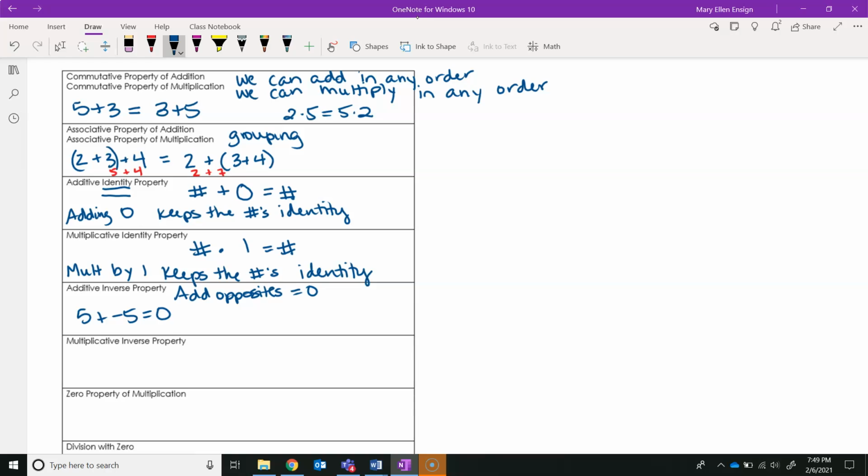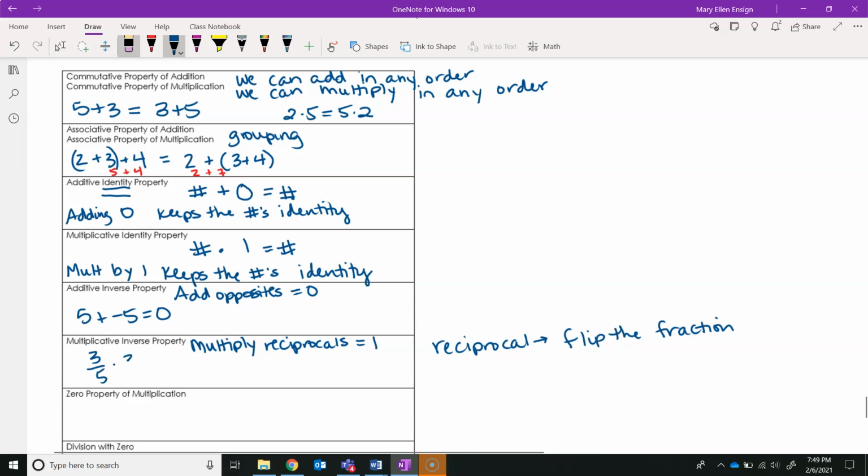Multiplicative inverse property means if I multiply reciprocals, it equals 1. To find a reciprocal, I flip the fraction. So if I have 3/5 times 5/3, it's going to be 15 over 15, which equals 1. Or if I did the canceling, they would all come out to 1.